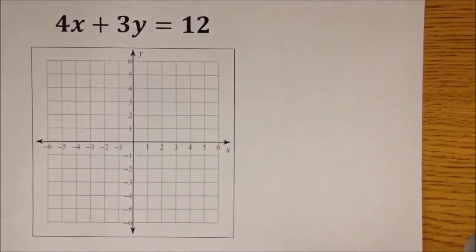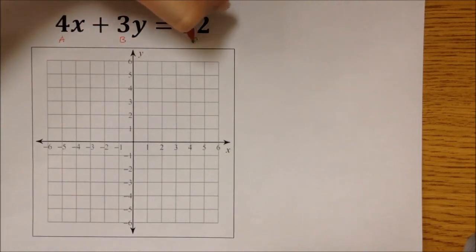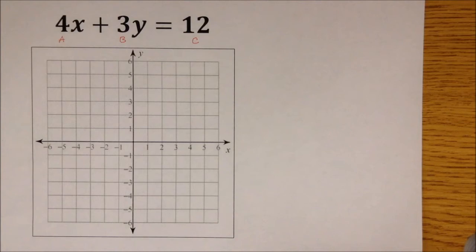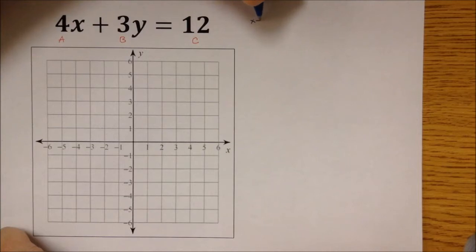Alright, in this example, our standard form is 4x plus 3y equals 12. So let me label our A, B, C. 4 is A, 3 is B, and 12 is C. Now when it comes to graphing, again, just find the x-intercept and the y-intercept. The first one is the x-intercept.